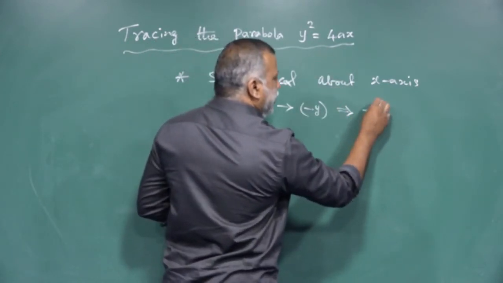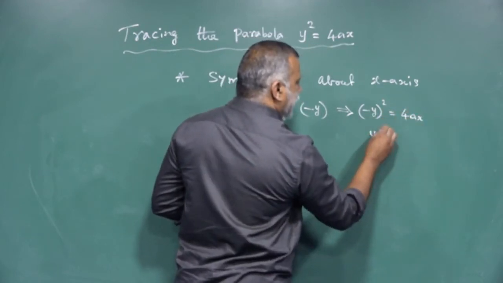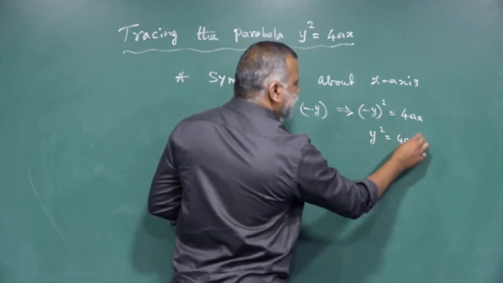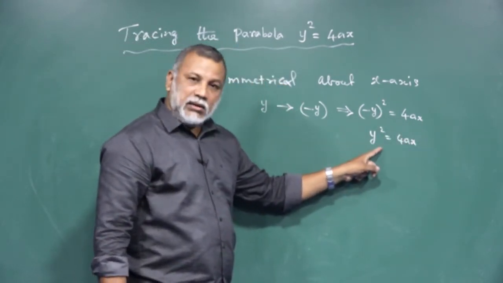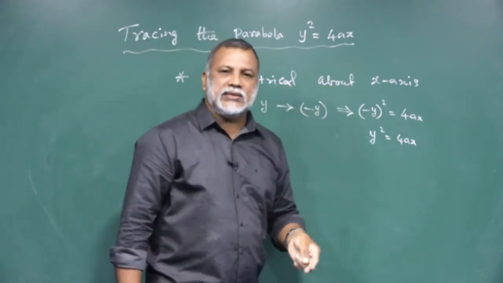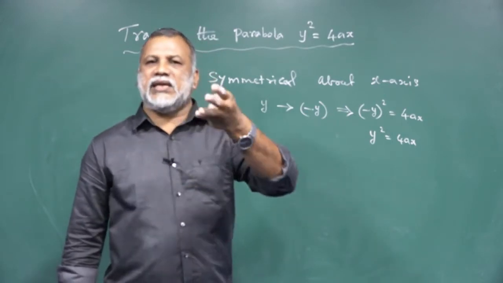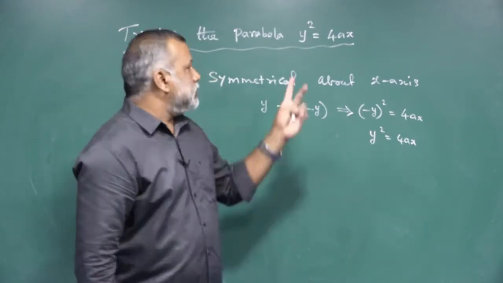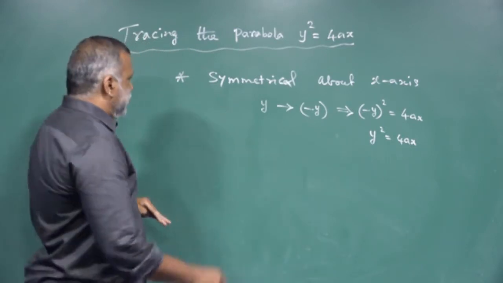See here, minus y the whole square equal to 4ax. Therefore, we can say y squared equal to 4ax. If y is replaced by minus y, then the equation is unaltered. Then this equation is called symmetrical about the x-axis. Symmetrical about the x-axis means identical or equal portions about the x-axis. This is one of the important words.